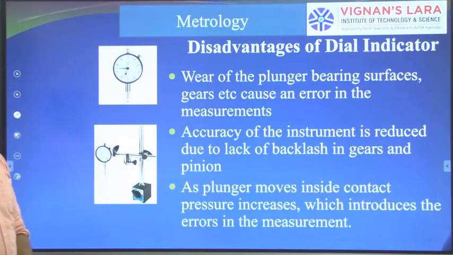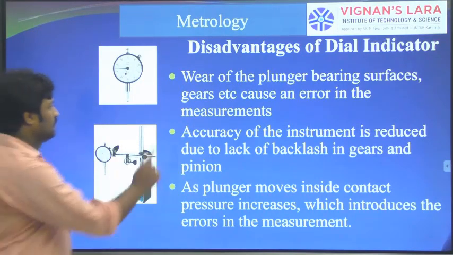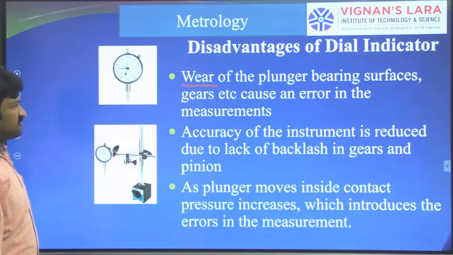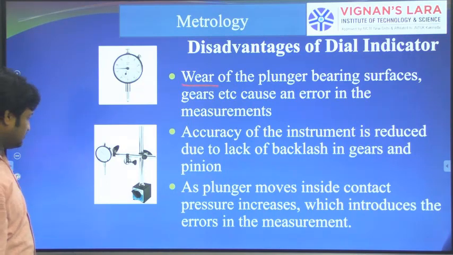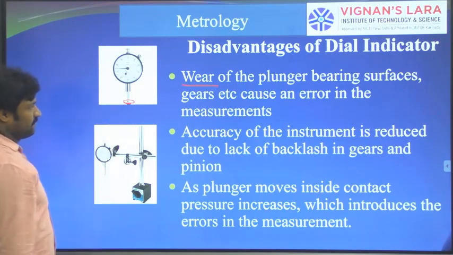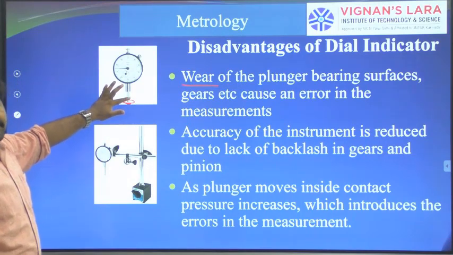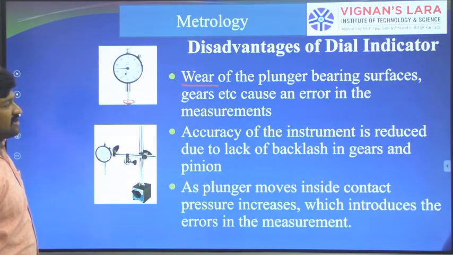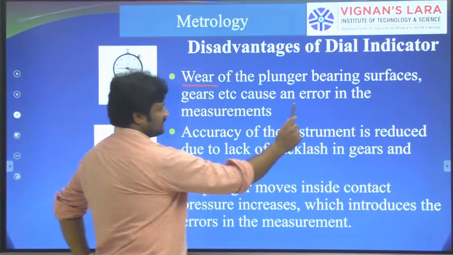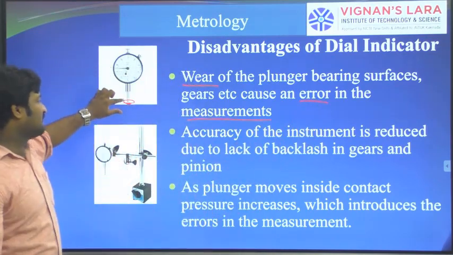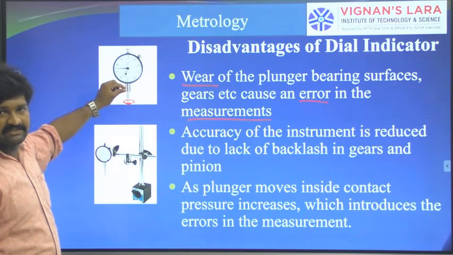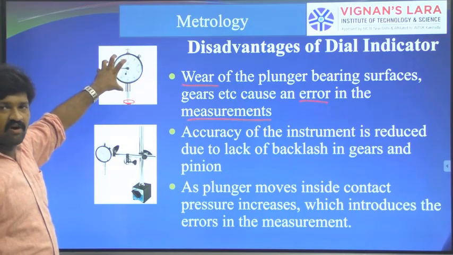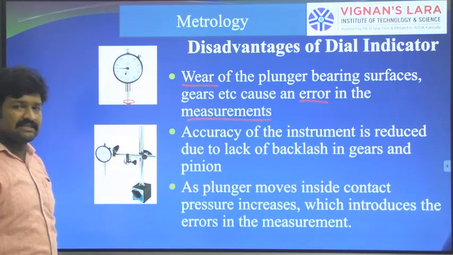Next, disadvantages of dial indicators. As we know, due to the movement, wear of the gears takes place. Also there is wear of the plunger bearing surfaces. This is the plunger, which is in contact with our component. The wear of the plunger, bearing surfaces, gears, etc. causes errors in the measurements. If our plunger wears, the dimension of the plunger reduces, so that it gives wrong results. Similarly, if the inside gears are also worn out, then it leads to errors in the measurements.